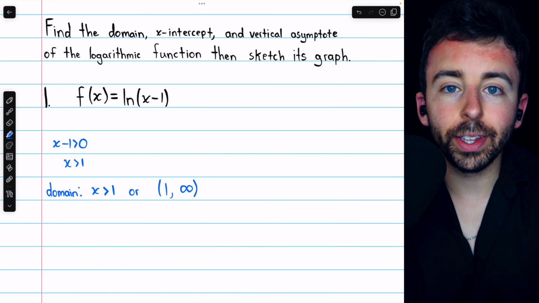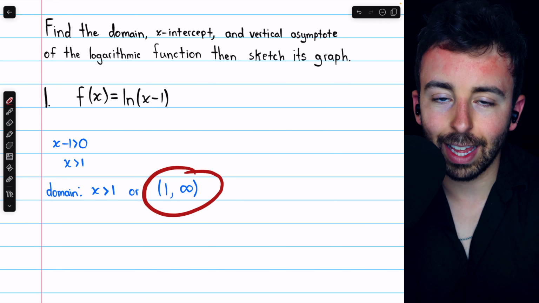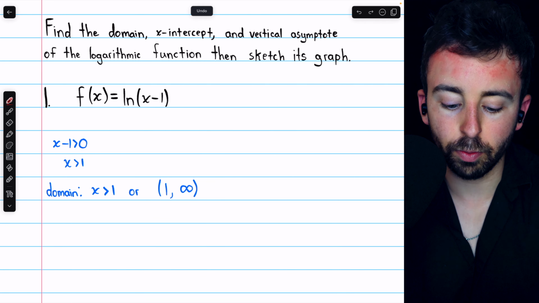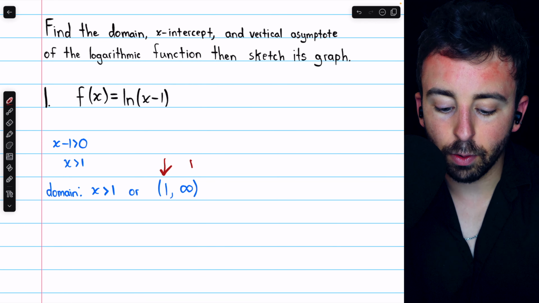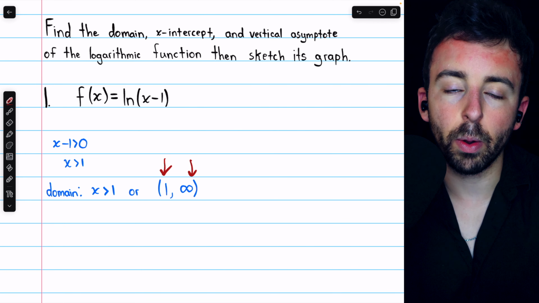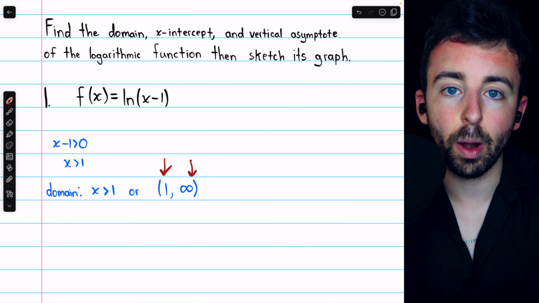If x minus 1 is greater than 0, certainly by adding 1 to both sides, we find that x must be greater than 1. So the domain is all x values greater than 1, which we could also write in interval notation like this. All numbers from 1 to infinity, not including 1, and of course, not including infinity. That's why we use the parentheses instead of square brackets.